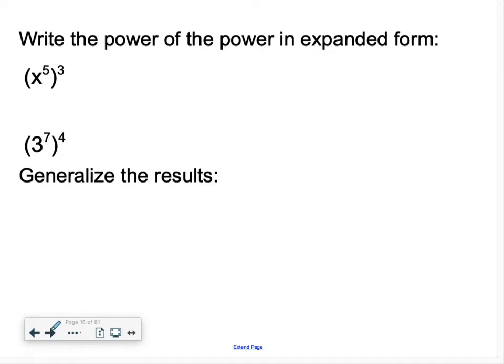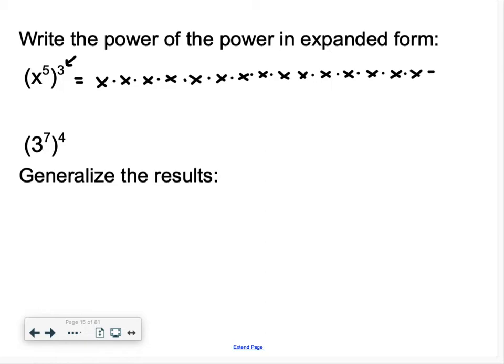All right, next rule is a power on top of a power. If I expand this, I'll do it with the first one: x to the 5th and then cubed means I'm going to do x times x times x times x times x, that's 5 times. And if you cube something, you take it times itself 3 times, right? So I'm going to do that again: 1, 2, 3, 4, 5. And then again: 1, 2, 3, 4, 5. Well, how many x's do I have altogether? 15.